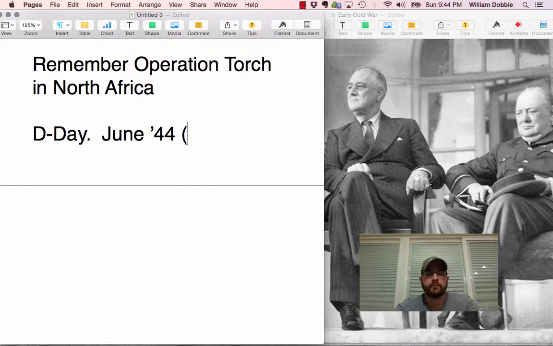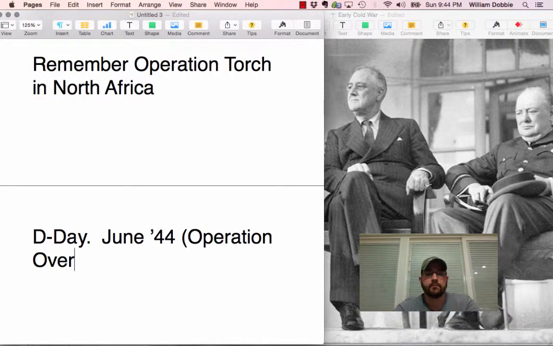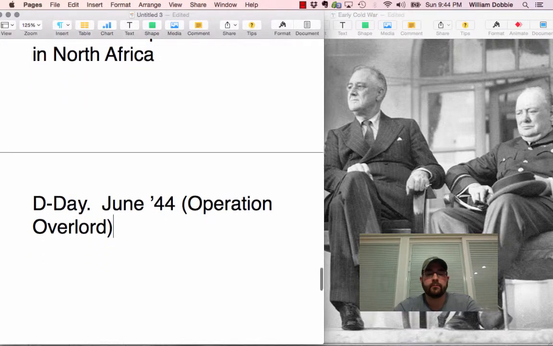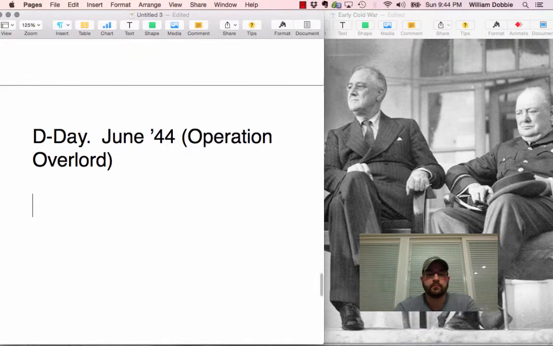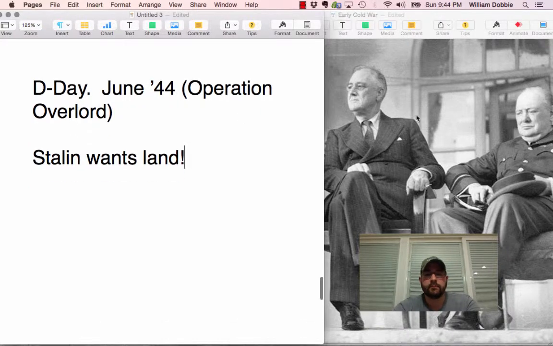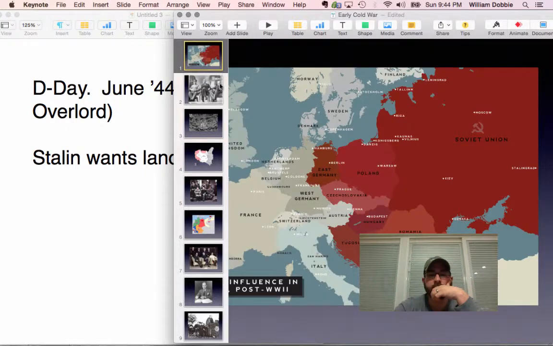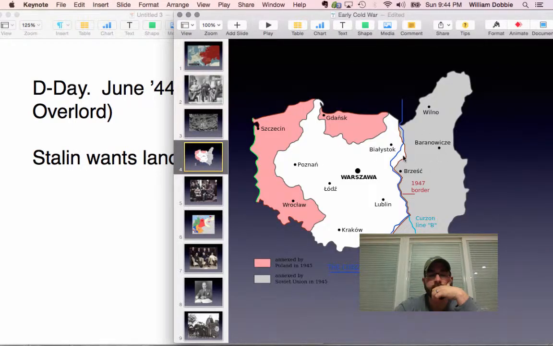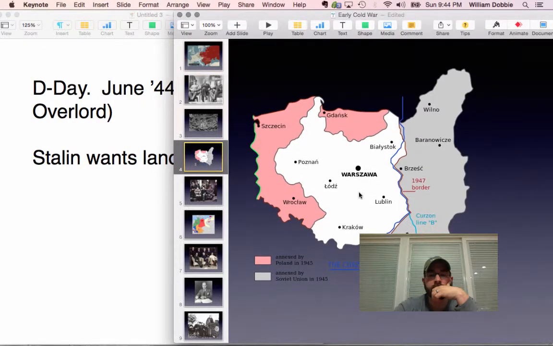Also discussed at Tehran, which is important for our story, is Stalin's demand for some of that territory that can give him security going forward. What Stalin is going to want is some of Poland. Now we remember at the outset of the war, Stalin got some of Poland, right? That was the original secret agreement with the Nazi-Soviet non-aggression pact. Well, Stalin wants to put that into writing with his new partners, with the Allies.